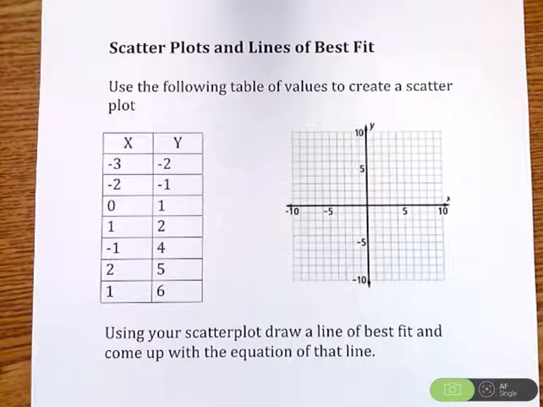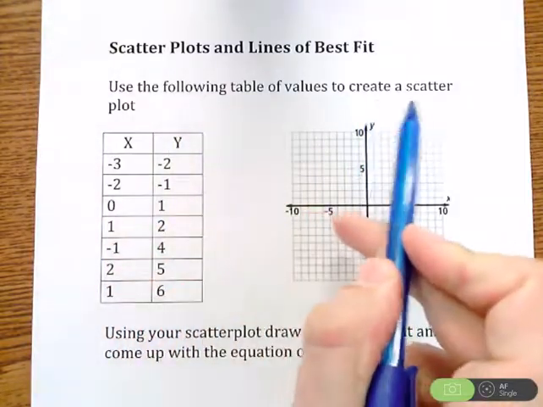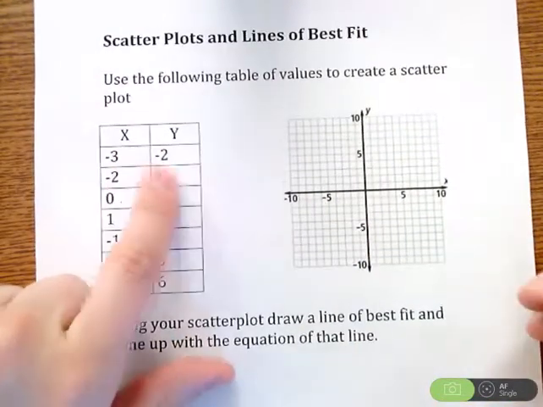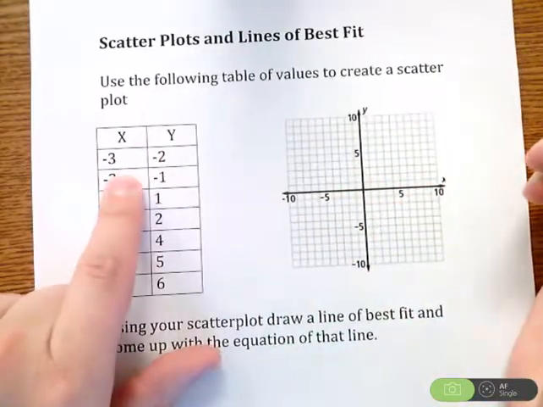All right, let's talk about scatter plots and lines of best fit. Use the following table of values to create a scatter plot. Here's what a scatter plot is. It's just going to be a whole bunch of data points plotted in a graph. So if I take all these points and plot them, what I'll have is a scatter plot.